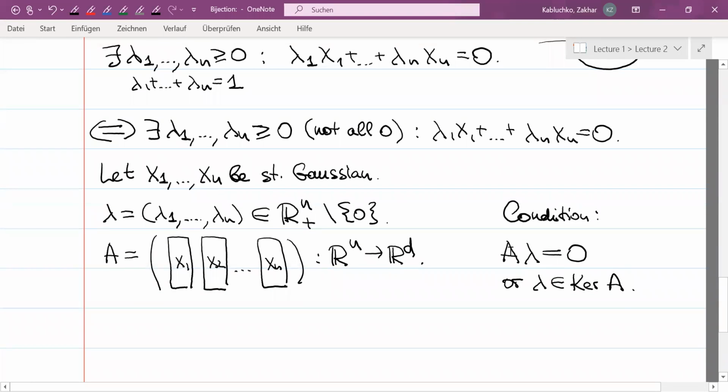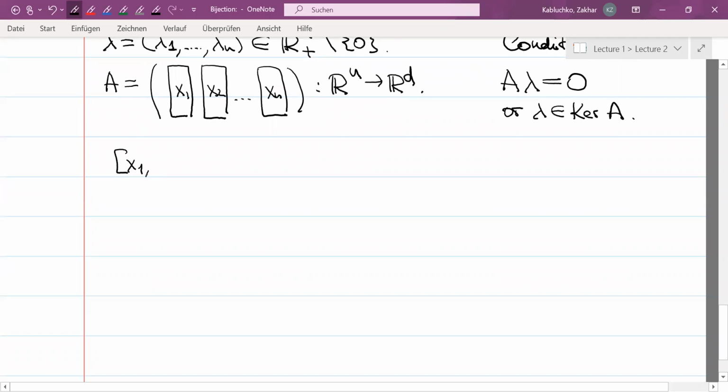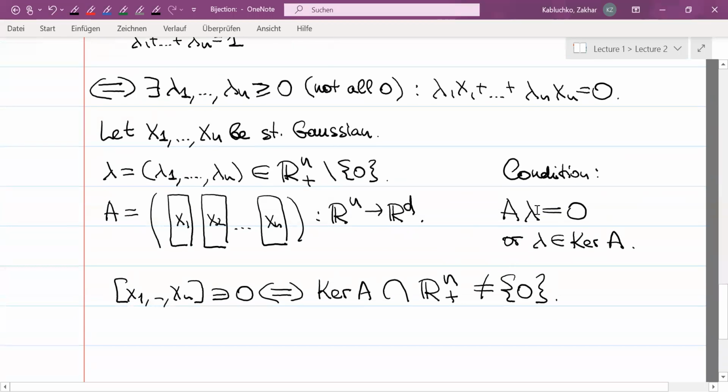Right? Because what happens if I multiply A with lambda? Then we have to write lambda here as a column, and then we have to multiply it. And we see it's exactly this combination, which has to be 0. So we can formulate our random event, that the convex hull of x1, ..., xn contains 0. This event occurs if and only if the kernel of A intersects the orthant in R^n. The intersection should be non-trivial. It should be non-zero, because if it is 0, then we have to put lambda equals 0, and this is not allowed here.